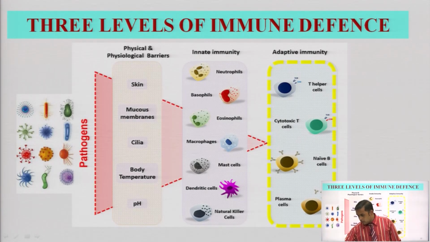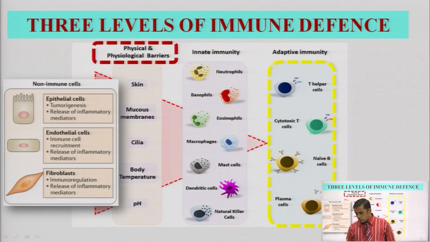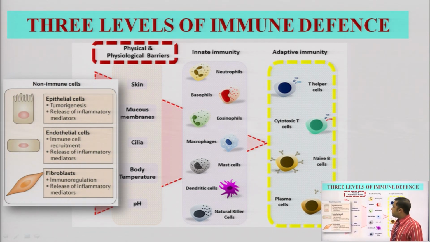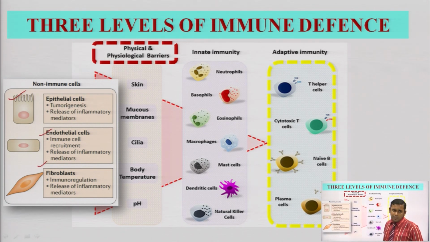So, this is how these things work. I hope you were very clear after listening to this lecture on how our 3 levels of immune system work. Let me just recap one by one. For our physiological barrier, you have non-human cells, which come under the skin, mucous membrane or cilia and other things. So, these are epithelial cells, endothelial cells, or fibroblasts.